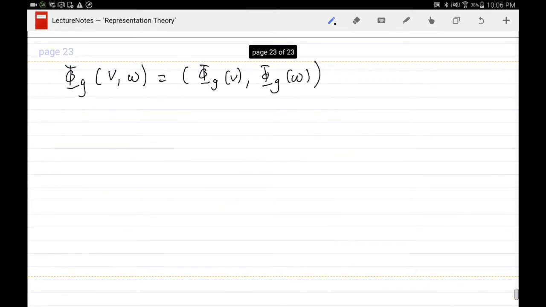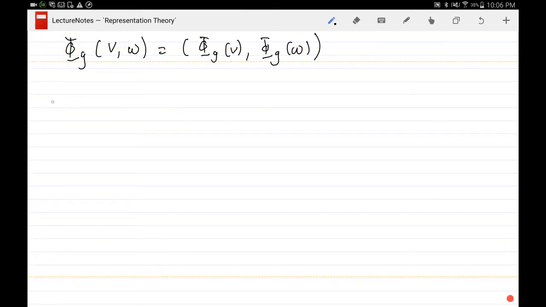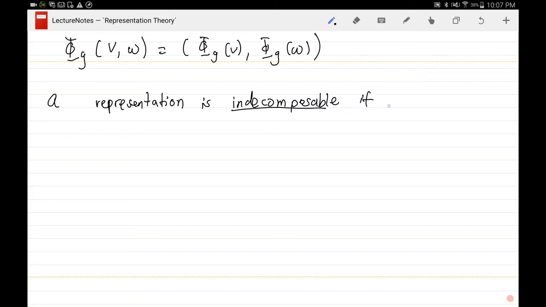Another definition: a representation is indecomposable if it is not a direct sum of proper sub-representations.